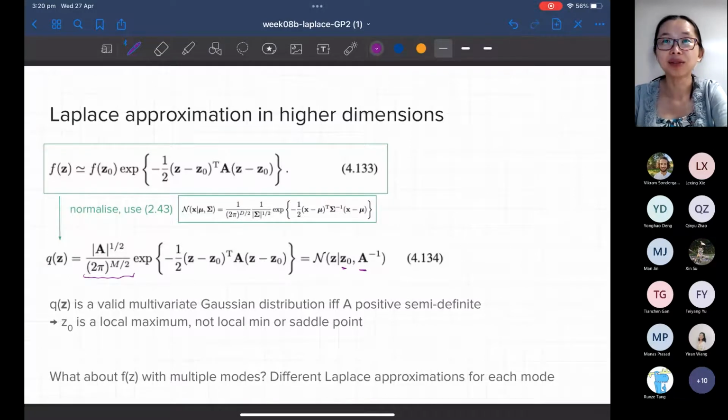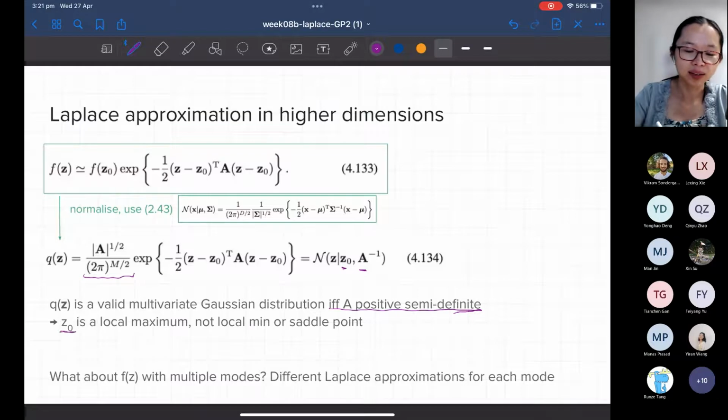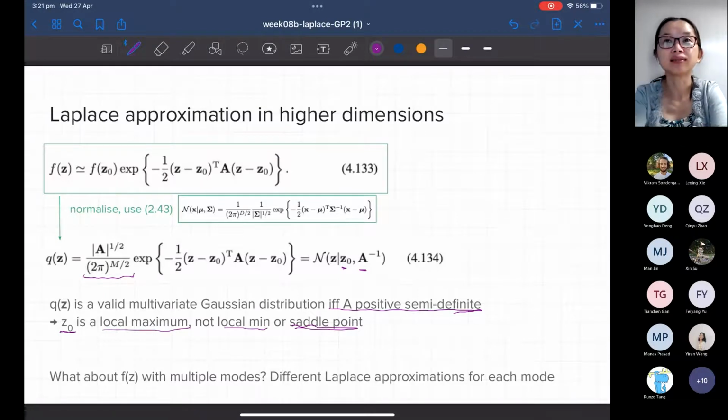Coming back to the question between Qinyu and others discussing on chat: q of z is a valid multivariate Gaussian distribution if and only if A is positive definite, in other words, z0 must be a local maximum. It cannot be a local minimum or a saddle point. That will not make a valid Gaussian approximation.